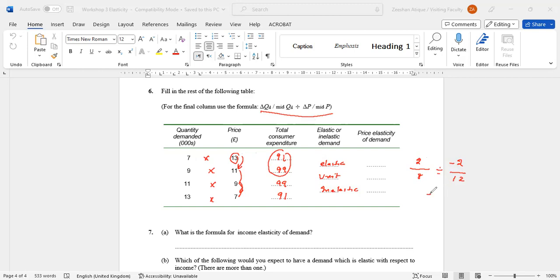If you solve this equation, 2 divided by 8 multiplied by 12 divided by minus 2, the 2 will cancel out with 2. And if you divide 8 by 12, you get 1.5, for example, here.